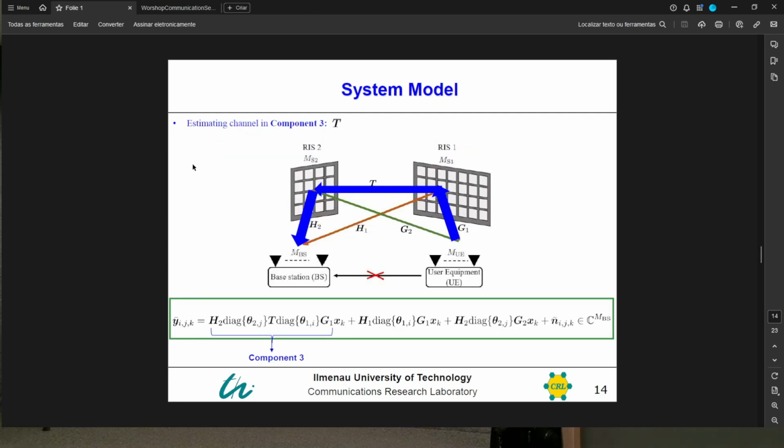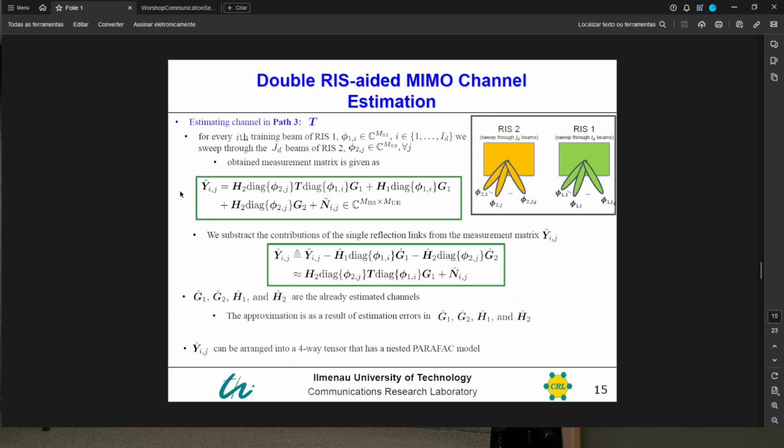So next, we estimate the channel in component 3. In component 3, we have only the channel between the two RISs, that is the channel matrix T. To do that, for every beam in RS1, we sweep through all the beams of RS2. If we do that, we obtain this measurement matrix.